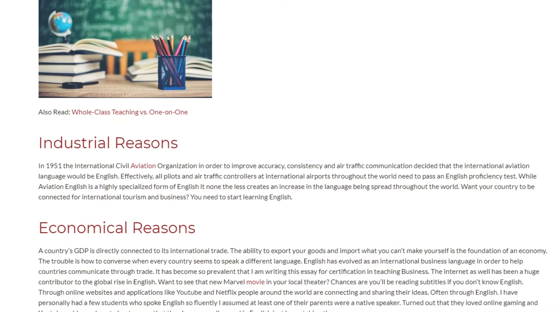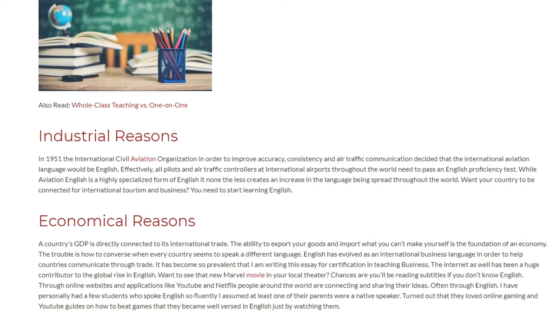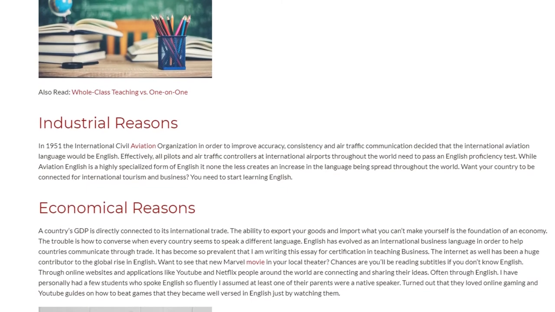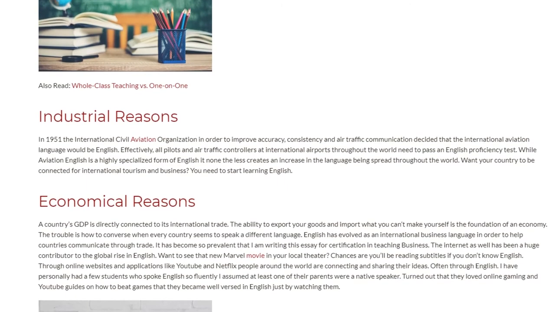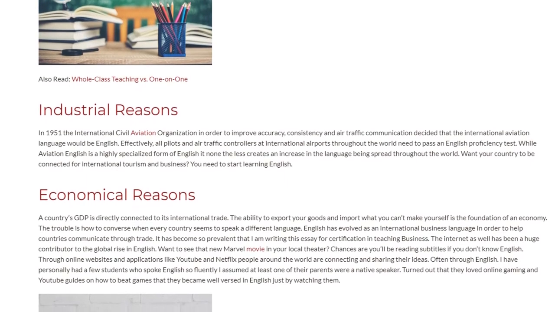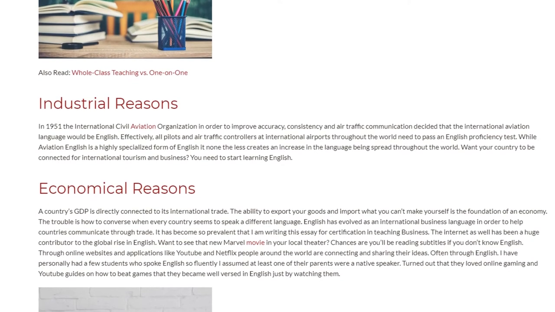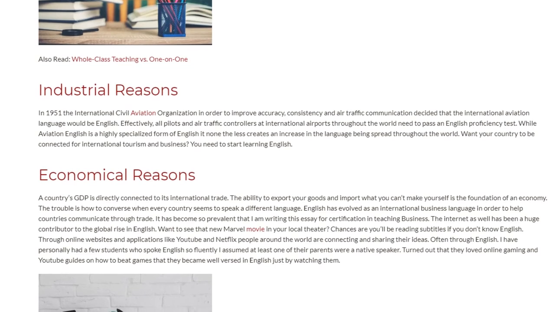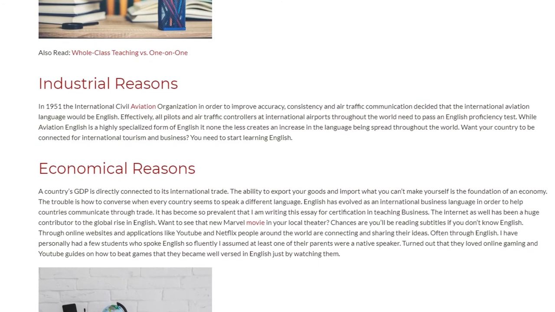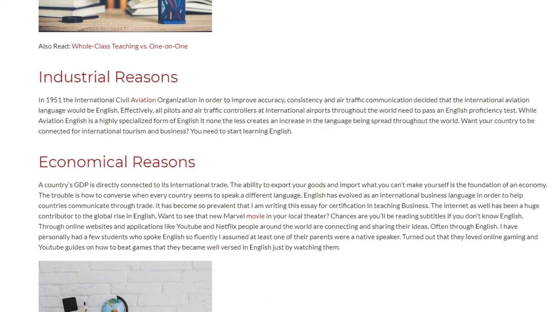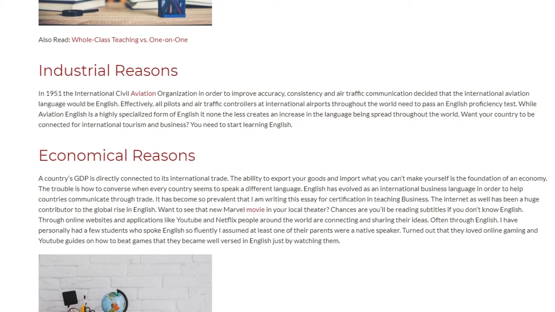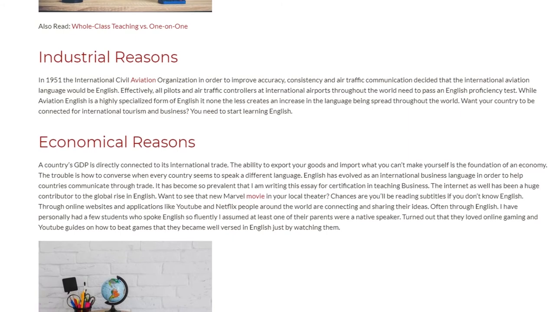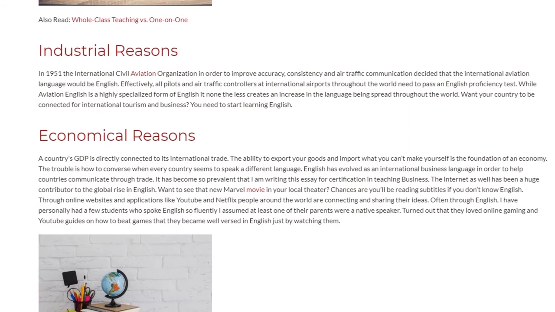Economical reasons. A country's GDP is directly connected to its international trade. The ability to export your goods and import what you can't make yourself is the foundation of an economy. The trouble is how to converse when every country seems to speak a different language. English has evolved as an international business language in order to help countries communicate through trade. It has become so prevalent that I am writing this essay for certification in teaching business.